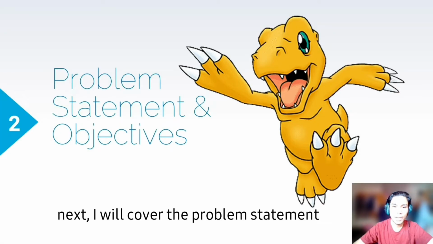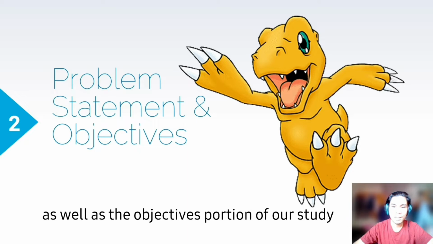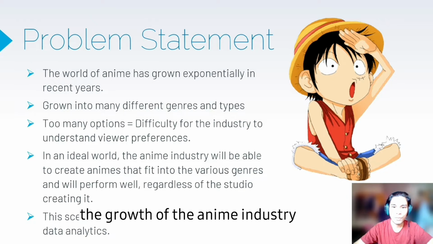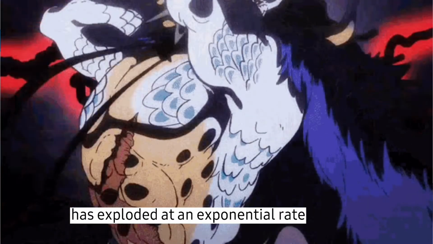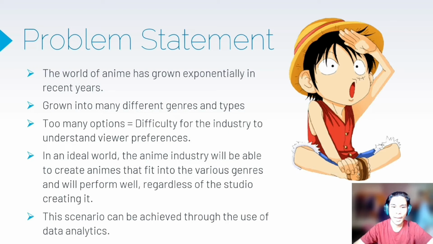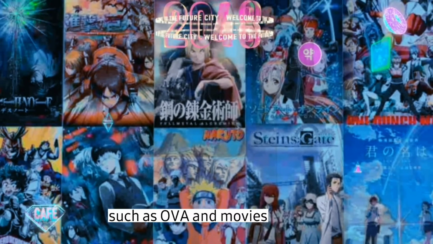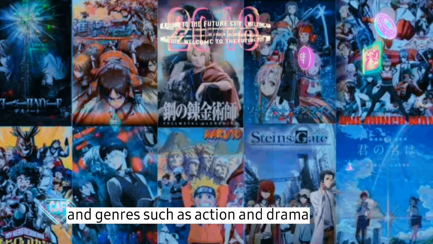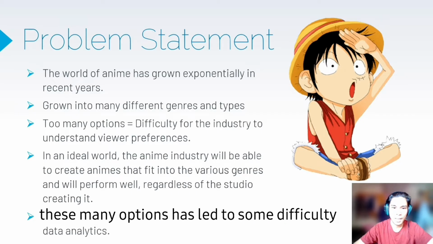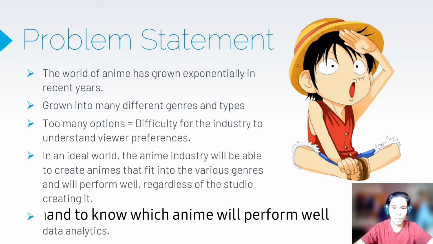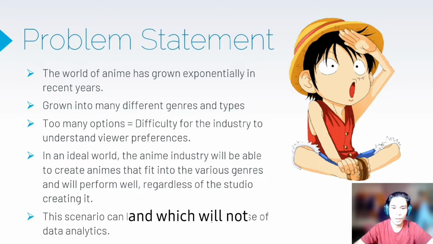Next, I will cover the problem statement as well as the objectives portion of our study. In recent years, the growth of the anime industry has exploded at an exponential rate. Anime has grown to include many different types, such as OVA and movies, and genres such as action and drama. These many options have led to some difficulty for the industry to understand viewer preferences and to know which anime will perform well and which will not.